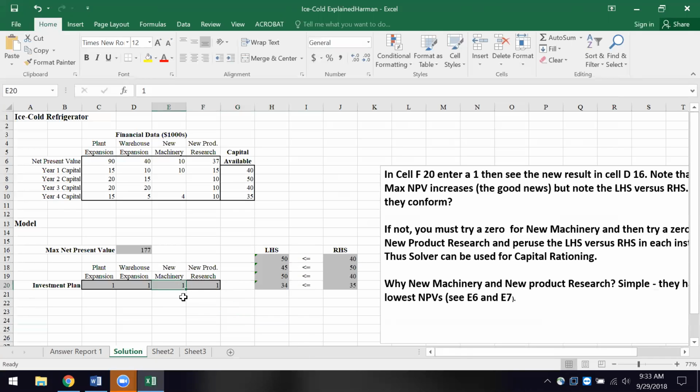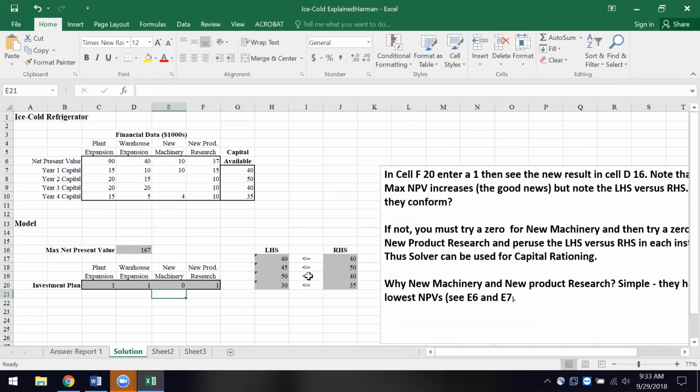So we say, oh, let's try a 0 for new machinery. Enter it in. And we're back into some conformity. We're checking the left-hand side versus the right-hand side to make sure they make sense. Let's look at this. Now we have a net present value of 167, okay, which is better than the 140 that we had. And notice we're not going to do the new machinery. And notice here that the left-hand side's, well, that works, but that doesn't work. 50 is not less than or equal to 40.